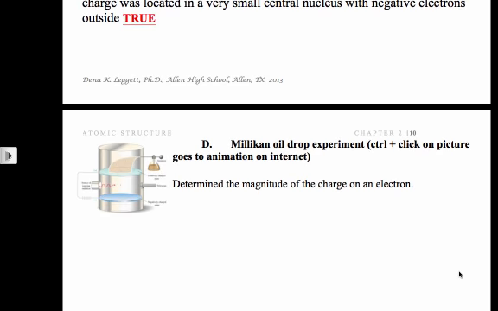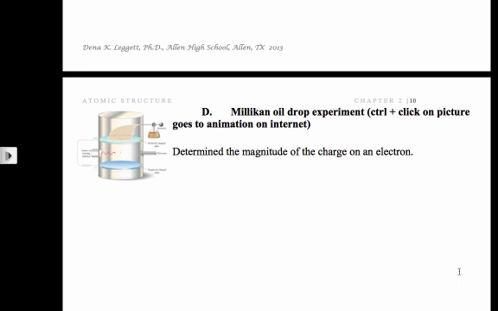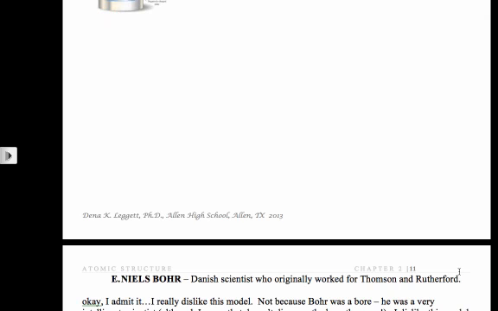Millikan then went on and found the magnitude of the charge of an electron. So you see the progression of models, and it's okay that people are wrong. The goal is that the model spurs further investigation.